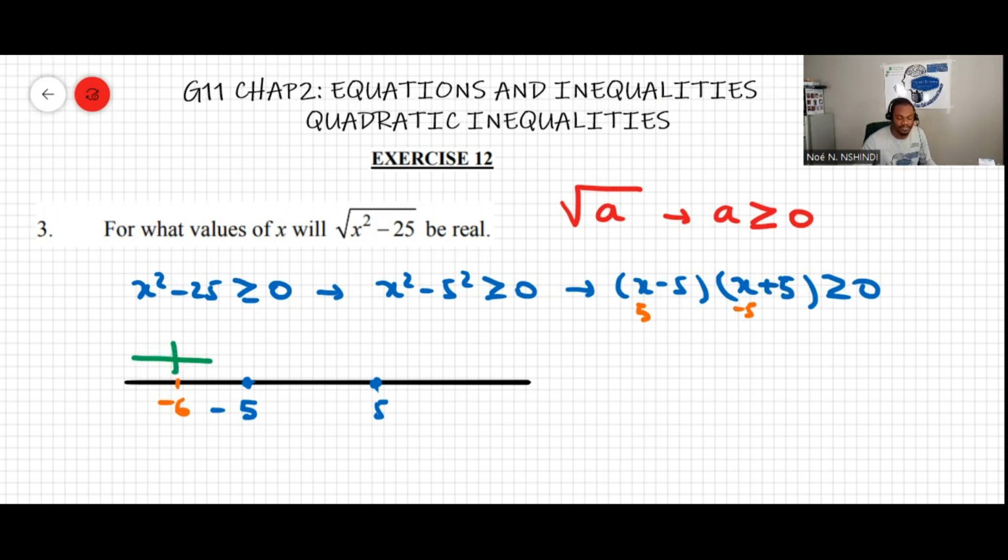Now, if I take another number here, like 0, for instance, in this interval, if I substitute 0 for x, I'm going to have -5 times positive 5, that makes -25. So it is going to be negative for all the values within this interval, and then there it's going to be positive. Now we're looking for the solution that's greater than or equal to 0, meaning it's going to be here and there. So this is true if x is less than or equal to -5, or x is greater than or equal to 5. Okay, that's question 3.